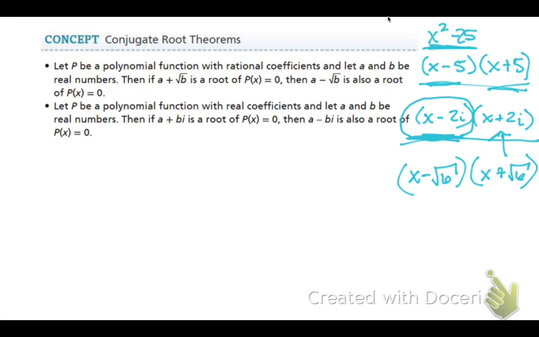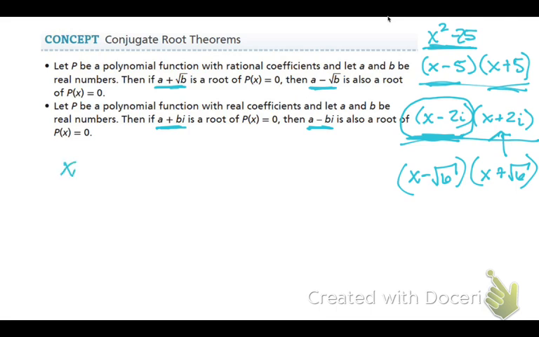Okay, the conjugate root theorem says if one is there, the other one is there. If I have a minus the square root of b, I also have a plus the square root of b. If I have a plus bi, I also have what? A minus bi. And where does the i come from? The square root of a negative 1, right? So that's why they're there.